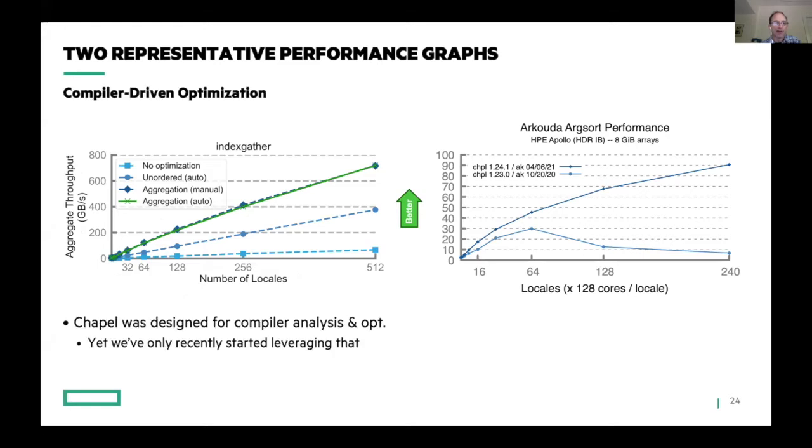The first one on the left is support for compiler-driven optimizations. So CHIUW from the start was designed to support compiler analysis and optimizations that we found to be really useful in previous work we had done. Yet it's only recently that we've started really leveraging that. Most of our performance optimization up to this time has been in the libraries, if you will. But particularly with Engin joining the team, there's been a lot of new work on making the compiler better at looking at code and optimizing it automatically.